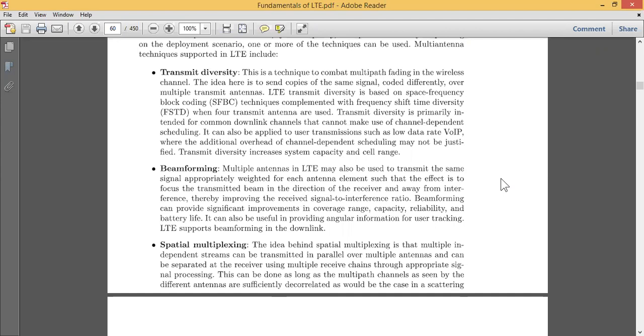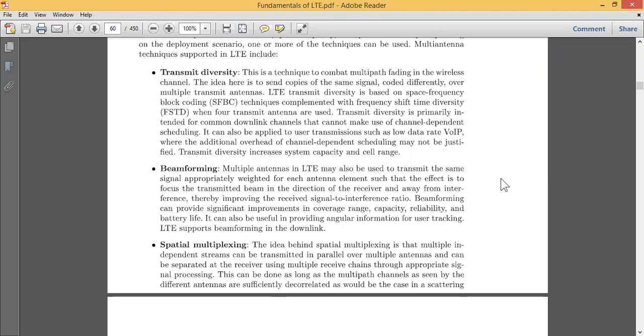Over multiple transmit antennas, if I have 10 antennas, it means that I have 10 different codes, but all the 10 different codes carry the same signal. This is the idea behind time diversity. But in LTE, the transmit diversity is based on space frequency block coding, or SFBC, technique. And it is combined with frequency shift time diversity, that is FSTD. When four antennas are used, it is limited to four antennas. It can also be reduced to two, or it can go beyond four also.